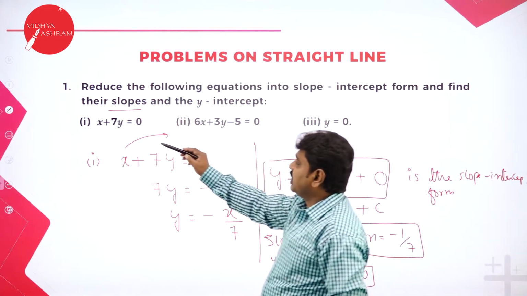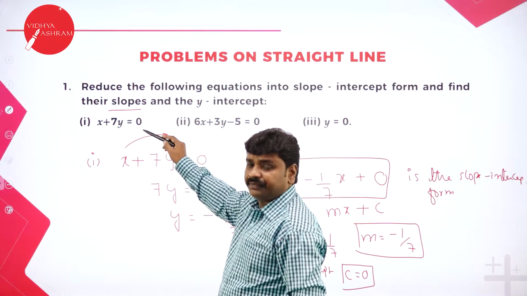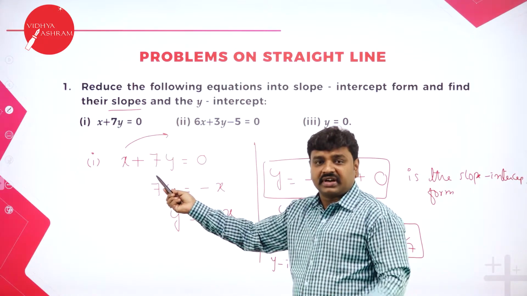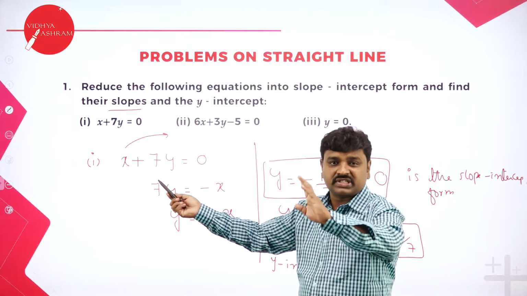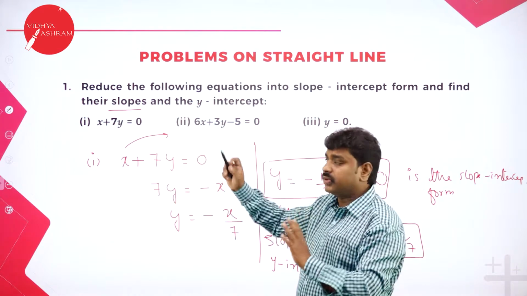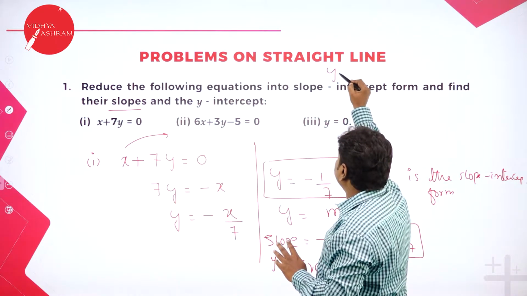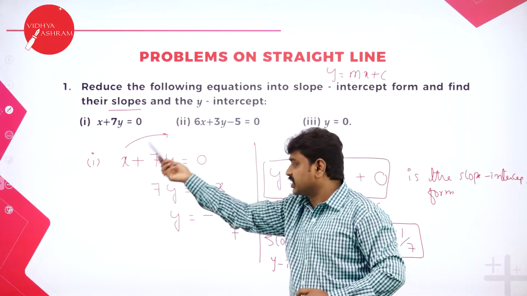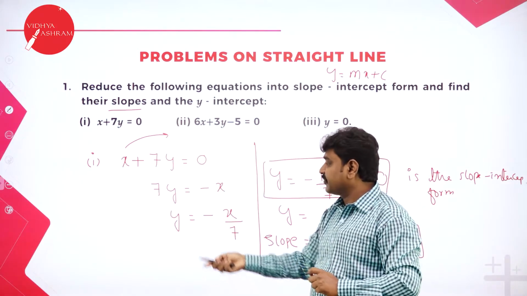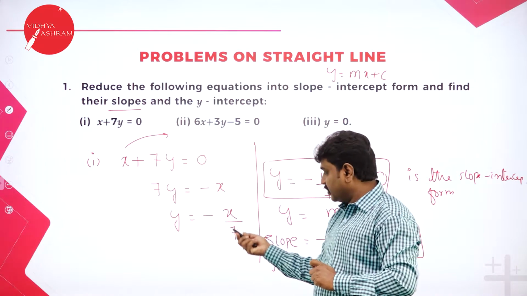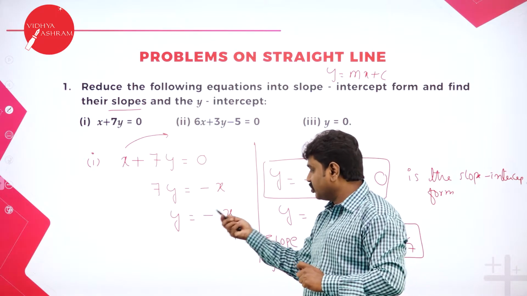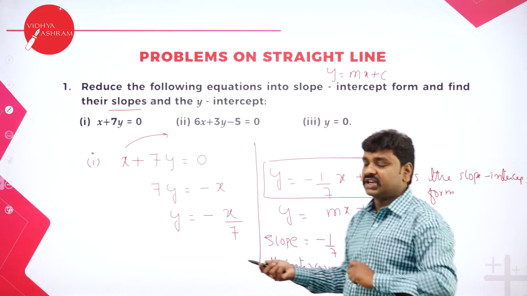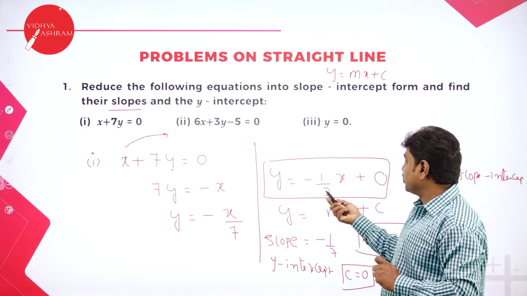Now they gave a line x plus 7y equal to 0. Take the line and rearrange it into slope intercept form. What is slope intercept form? y equal to mx plus c. So first make y the subject. Transfer x to that side, it will become minus x, and transfer 7 to this side, it will become divided by 7. Now the line is y is equal to minus x by 7, or you can write it as y is equal to minus 1 by 7x plus 0.